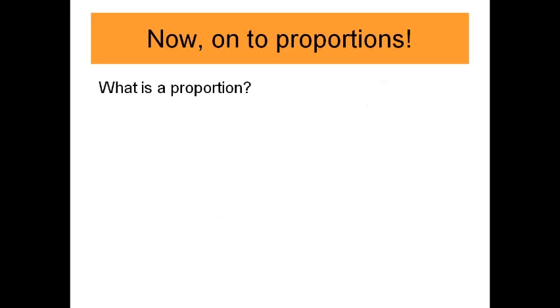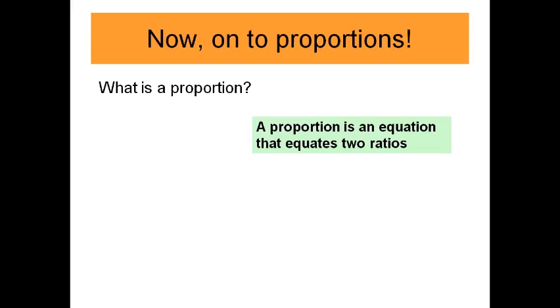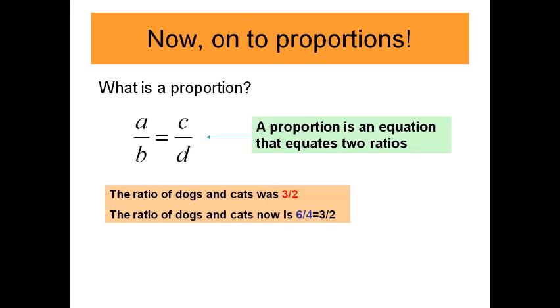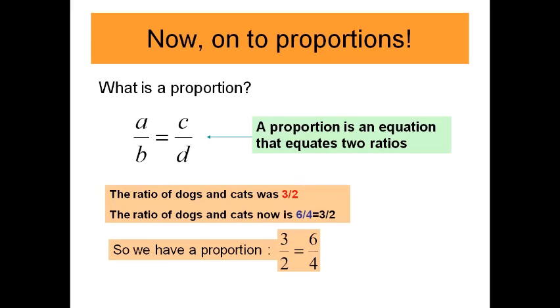Now what is a proportion? A proportion is an equation that equates two ratios. For example, A upon B is equal to C upon D. The ratio of dogs and cats, suppose it is given as 3 by 2. The ratio of the dogs and cats can now also be written as 6 by 4, which can be changed into the lowest term as 3 by 2. So we have a proportion: 3 by 2 is equal to 6 by 4.